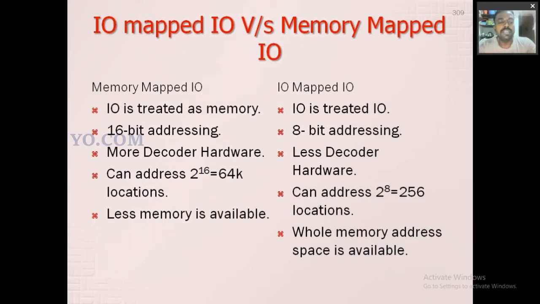What is 16? That is 16-bit addressing, so the address bus is 16-bit. So we can address 2 power 16, that is equal to 64 kilobytes of locations. But here it is only 8-bit addressing, so we can address 256 bytes, or 256 locations only. Less memory is available. Here the whole memory address space is available.